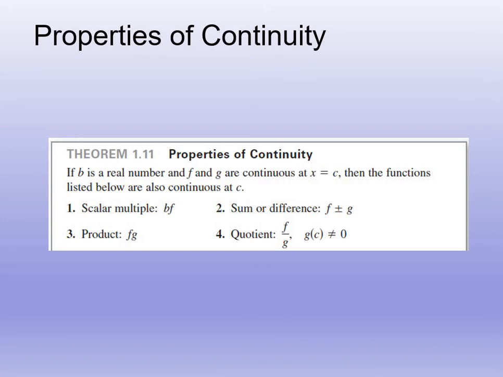These are all the same sort of properties that we go through. We've got a scalar, so we're going to take some value b times a function. We have a sum or difference. We have a product, and we have a quotient. Okay, so what's that really say? If b is a real number and f and g are continuous at x equals c, then these functions below are also going to be continuous, right? Any sort of scalar, sum or difference, quotient, or product of those functions, as long as they're continuous and we're blending them with continuous functions, they will be continuous as well.